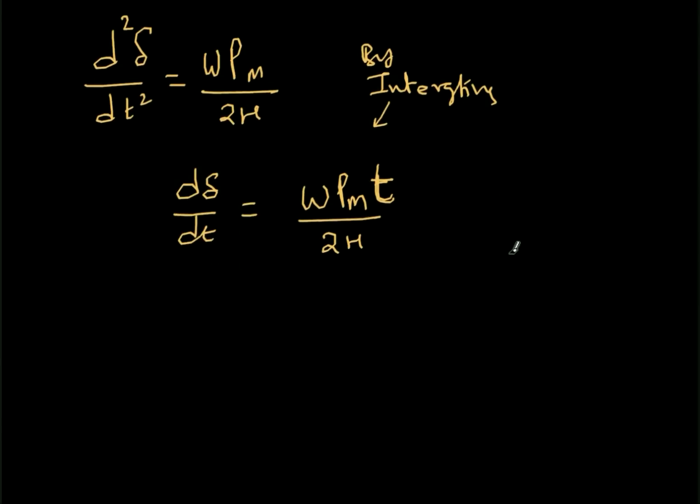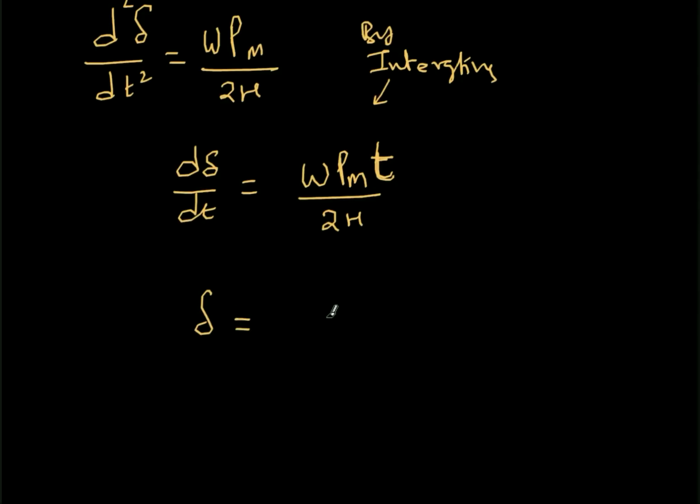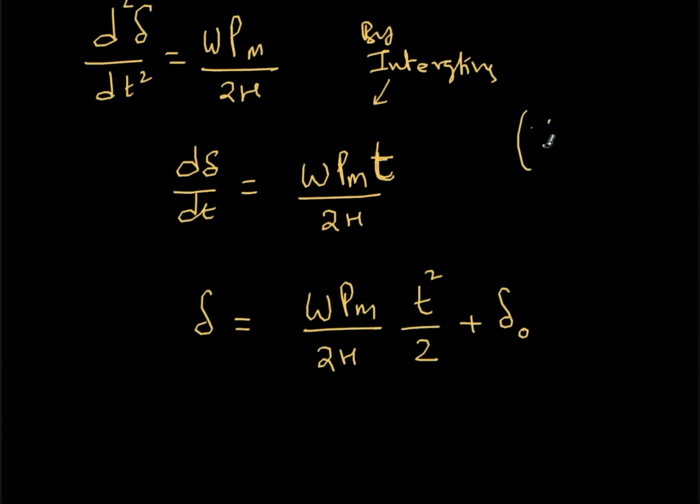Now again, if I integrate this once again, I get delta equal to, PM will remain as it is, so it will be t square by 2. The integration of t is t square by 2 plus some delta naught, the initial value of delta. The reason the constant is not there in the first integration is that d delta naught by dt is equal to 0. At steady state condition, there is no change in delta naught, or it is constant actually. Anyway, let's continue.